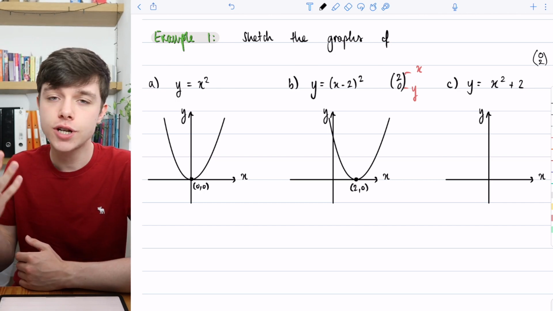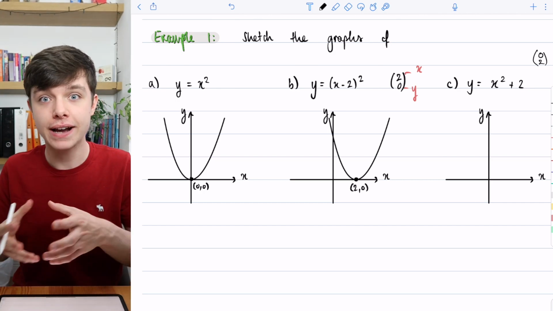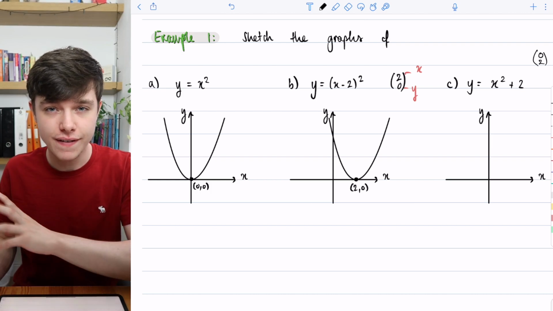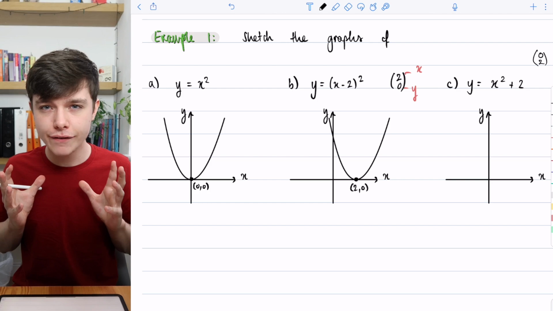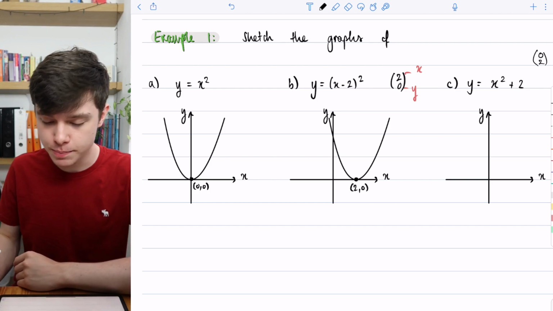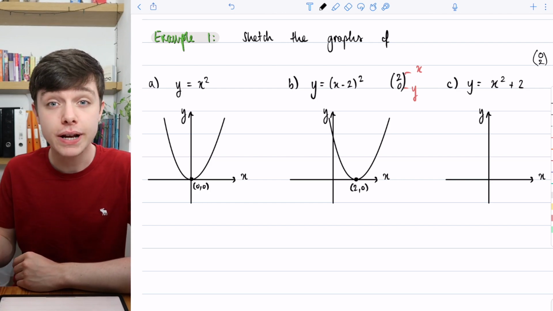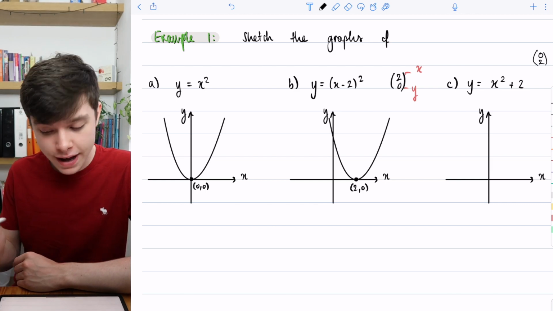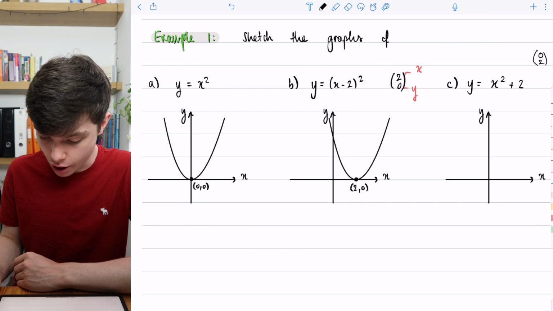When we get good at this, we don't actually have to think about moving the graph by the value of a, okay. We don't need to think about that. We can kind of already see what's going to happen in our head. But just to get our head round this, we can think about the vectors. So we've got a +2 on the end of our function, so we're going to move it 0, 2.